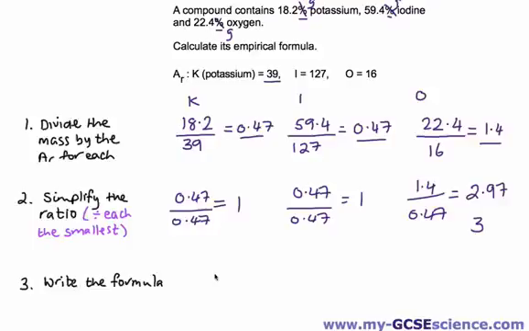So next stage is to write the formula. So it would be KIO, and it's 1 1 3. We don't need the ones there, so it just becomes KIO3. This is actually, I believe, potassium iodate, but that's not the key thing. That's not the important thing. The important thing is we're able to work out the empirical formula, and if you follow these steps, you should be able to work it out.